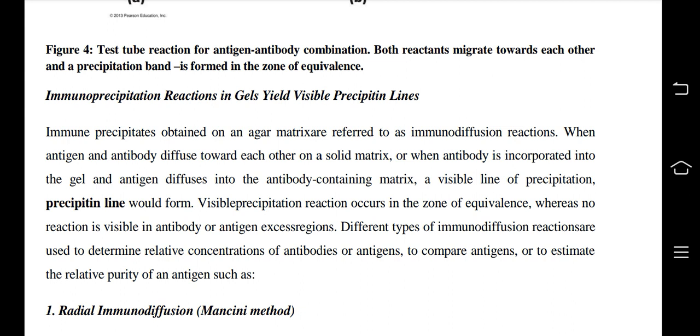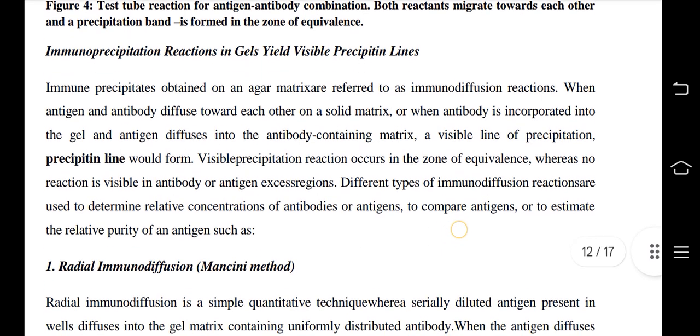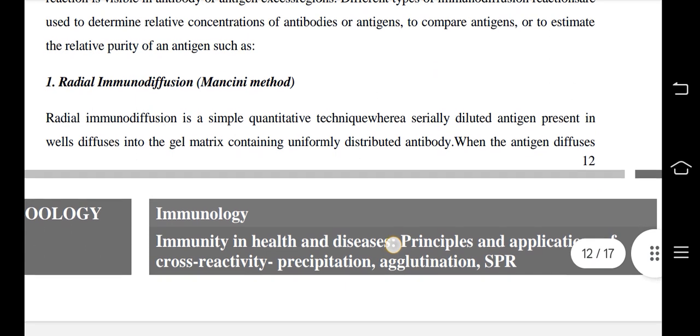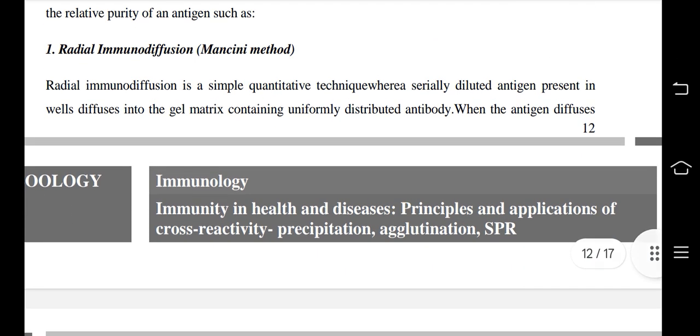Different types of immunodiffusion reactions are used to determine relative concentrations of antibodies or antigens, to compare antigens, or to estimate the relative purity of an antigen, such as radial immunodiffusion and the Ouchterlony method. Radial immunodiffusion is a simple quantitative technique where serially diluted antigen present in wells diffuses into the gel matrix containing uniformly distributed antibody.